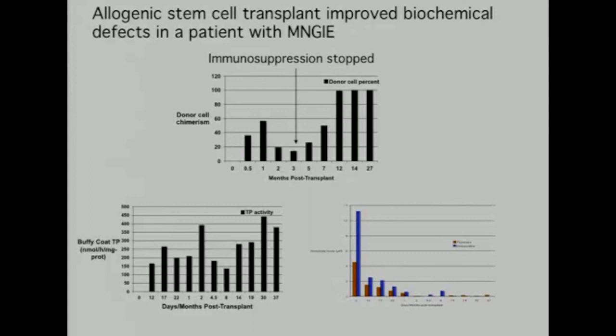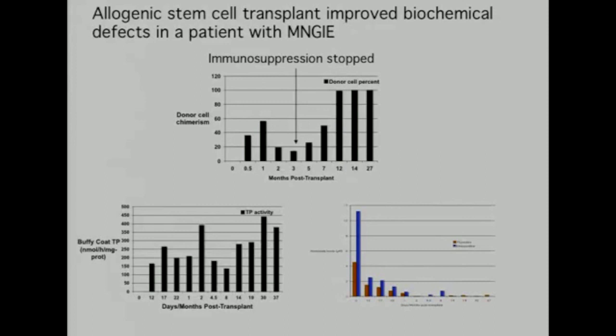She had about 60% donor cells in her circulation, and she started to lose the transplant. We stopped the immunosuppression. And by a year out, she had 100% donor cells in her circulation, which was great. The transplant was successful. And with that transplant and engraftment, she had restoration of the enzyme activity in her blood.